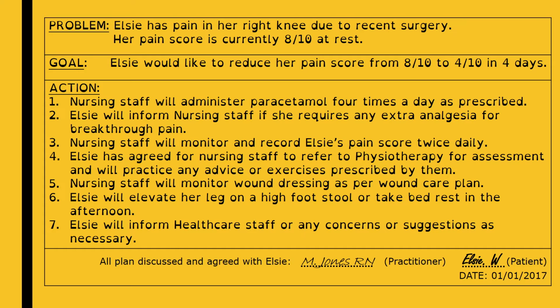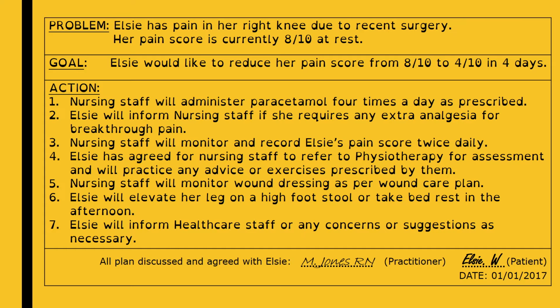If I had just written pain as the problem, I would probably have little choice but to set the goal as to be pain-free, and that won't be useful or meaningful to anyone, least of all Elsie. As for the goal, I've had a discussion with Elsie, and she's in quite a bit of pain and she wants to reduce it so it's more tolerable. We've made the goal measurable using the pain score, so that when we come to review the goal we know whether we've achieved it or not.